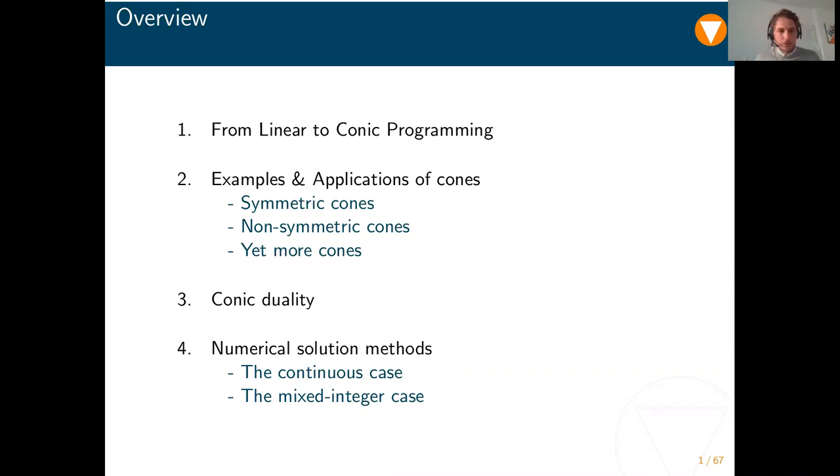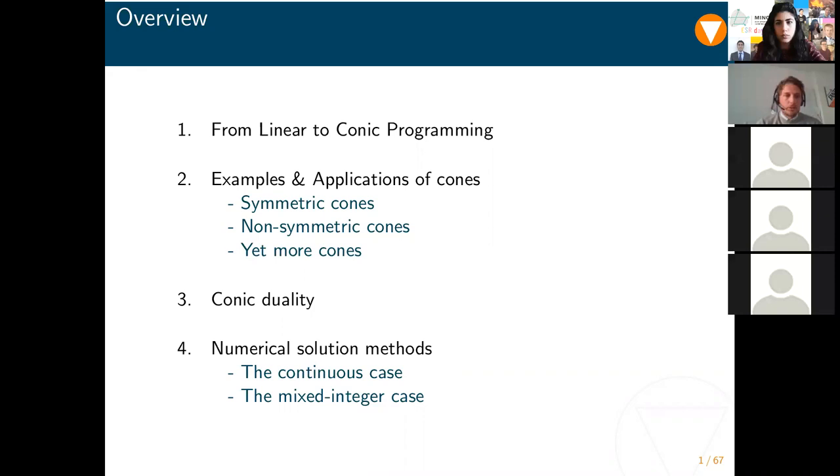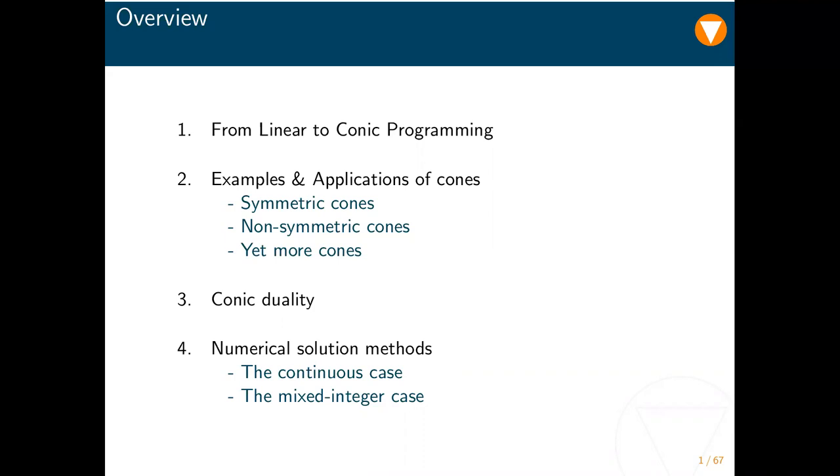So this is the way I plan to structure this. There are four parts, roughly: an introduction, then a long section with many examples and applications, so a very applied section. Then there will be something slightly more theoretical on conic duality. But like I said, it's not important that you follow all the theory there, but I think there are some nice images that will make you remember easily some very important points. And then in the fourth and last section, which will be a bit more algorithmic, I will show the main concepts that are used for solving conic problems in practice. I will probably make short breaks in between in case there are questions.